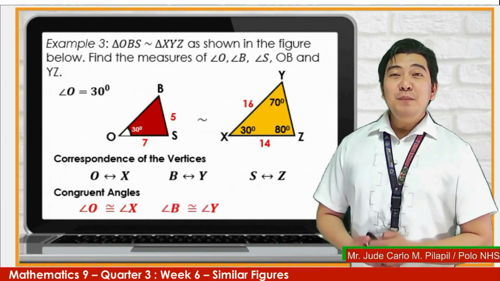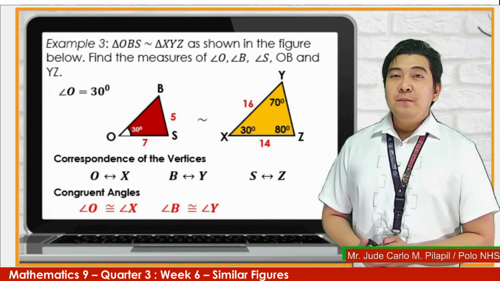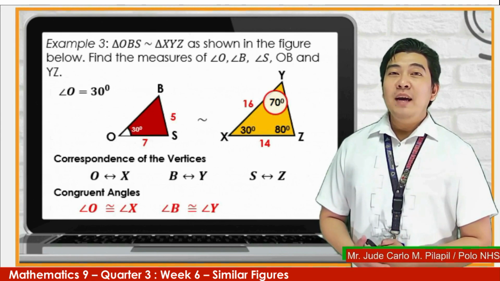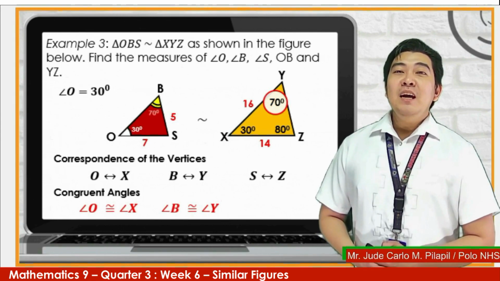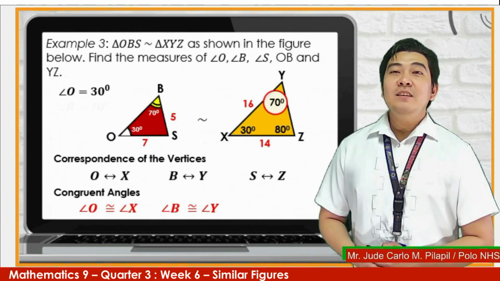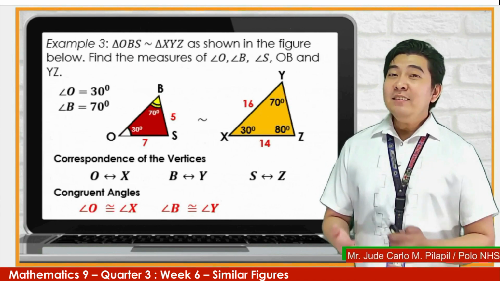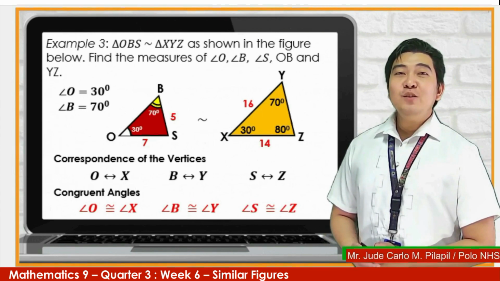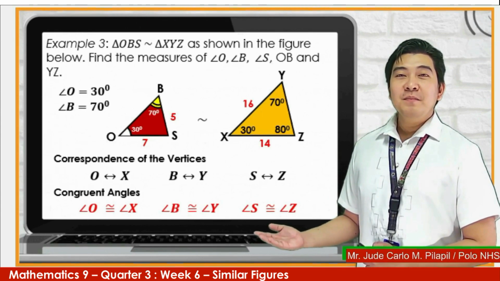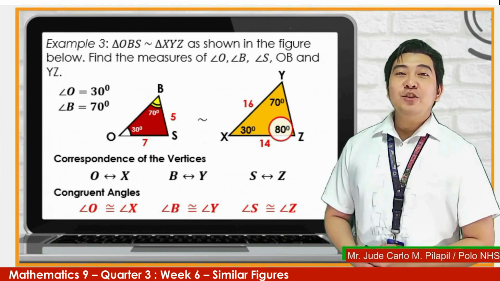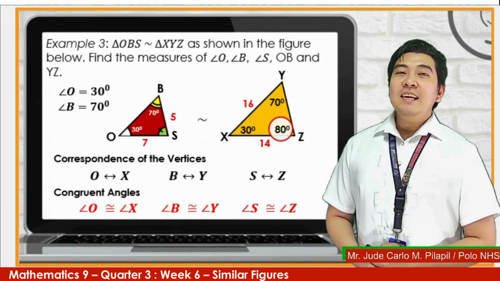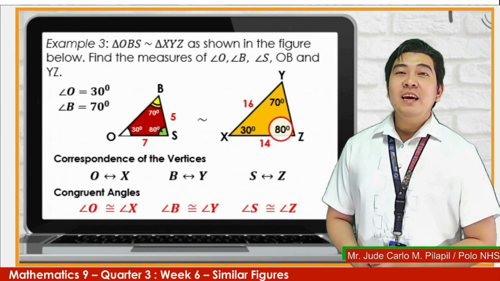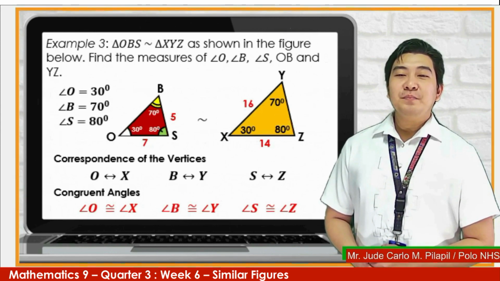Next, angle B is congruent to angle Y. If the measure of angle Y is 70 degrees, therefore we can say that angle B also measures 70 degrees. Lastly, angle S is congruent to angle Z. If angle Z measures 80 degrees, therefore we can say that angle S also measures 80 degrees.